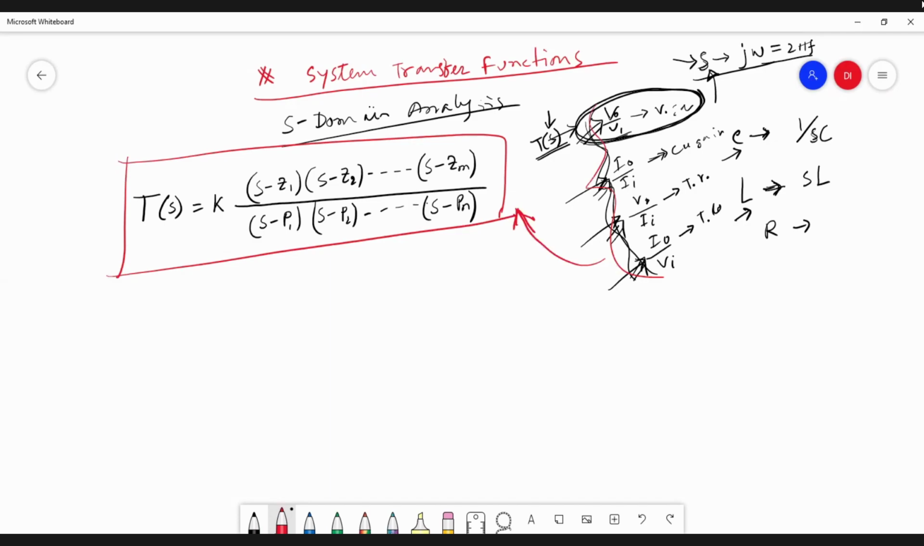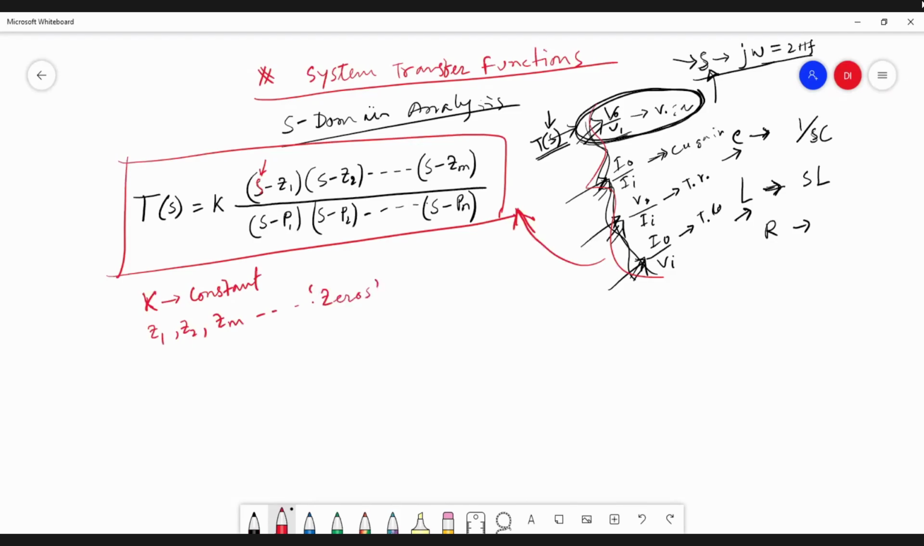So what is K here? Usually this K is called constant. It is a constant term. And S is already defined as complex frequency or Laplace variable. And Z1, Z2, Zm is called the transfer function zeros.